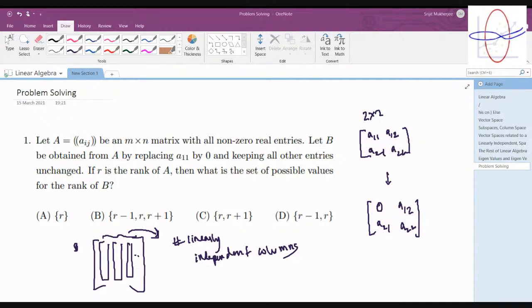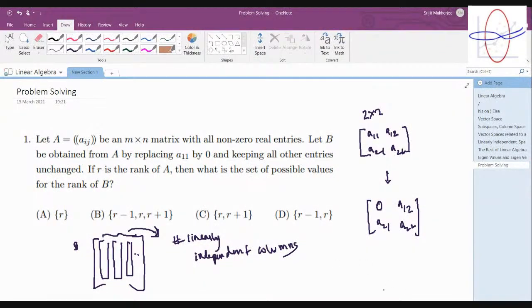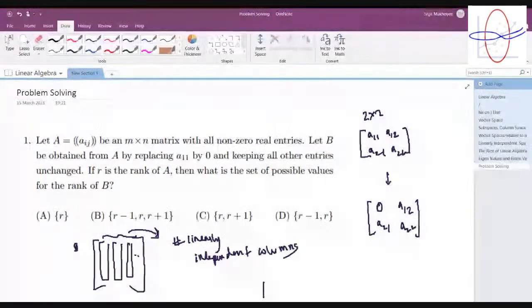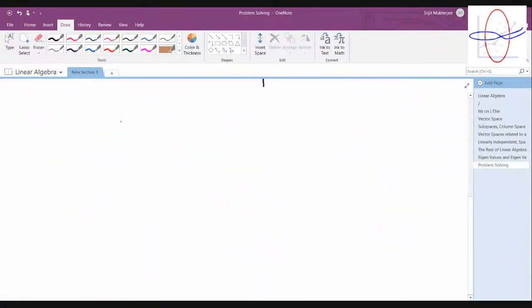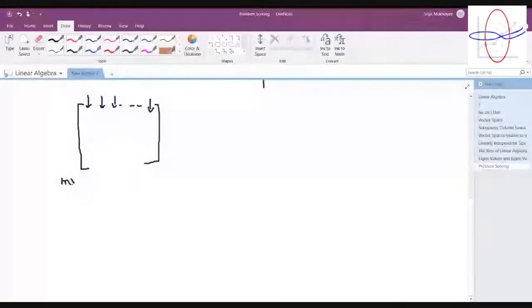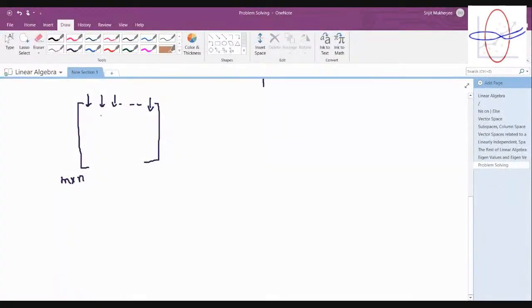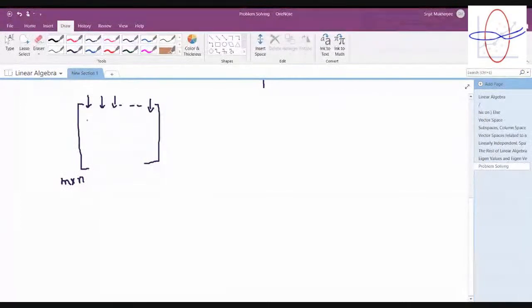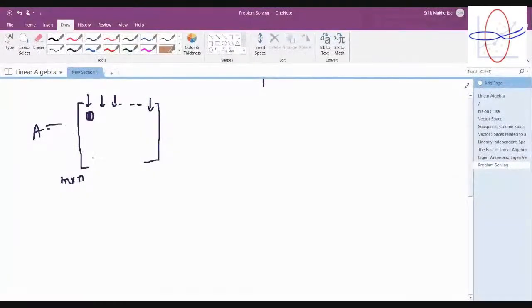All the columns are remaining the same over here. Let's see: first column, second column, third column, say n columns, since it's m cross n. Everything remains the same; only the first one becomes 0. Let's say for A, the rank has R. I'm making you write the whole thing because in your ISI exam you have to write the proofs. It's really important. So essentially this is 0.